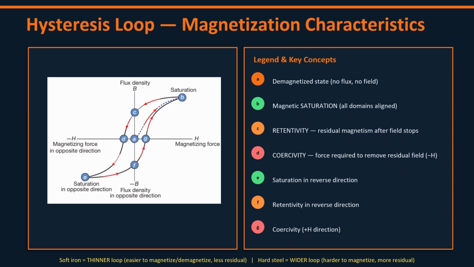The loop also helps explain the difference between soft and hard magnetic materials. Soft magnetic materials tend to have a narrower loop and are easier to magnetize and demagnetize. Harder magnetic materials tend to retain more magnetism and resist demagnetization. For examination purposes, remember the relationship rather than memorizing isolated words. Saturation describes the highly magnetized condition, retentivity describes what remains, and coercivity describes the reverse force needed to remove it.